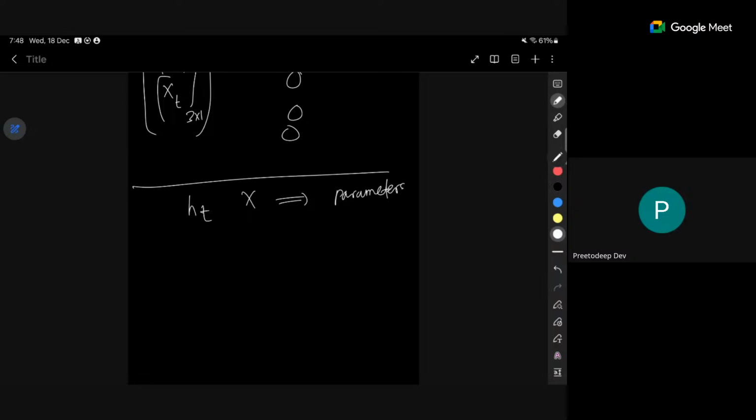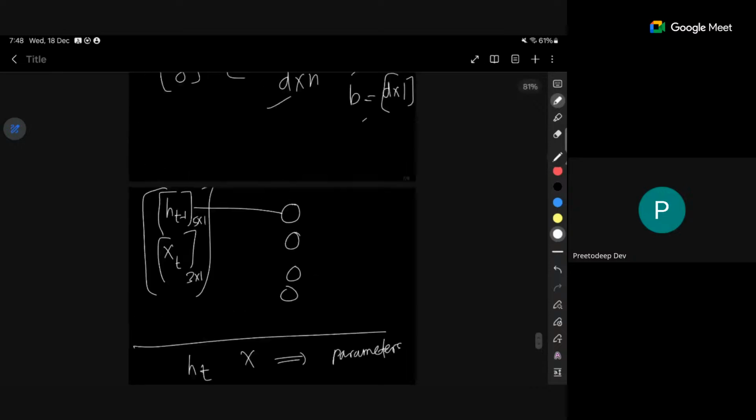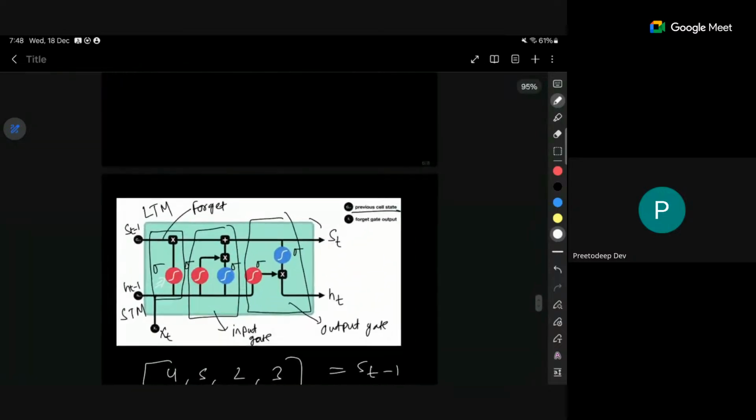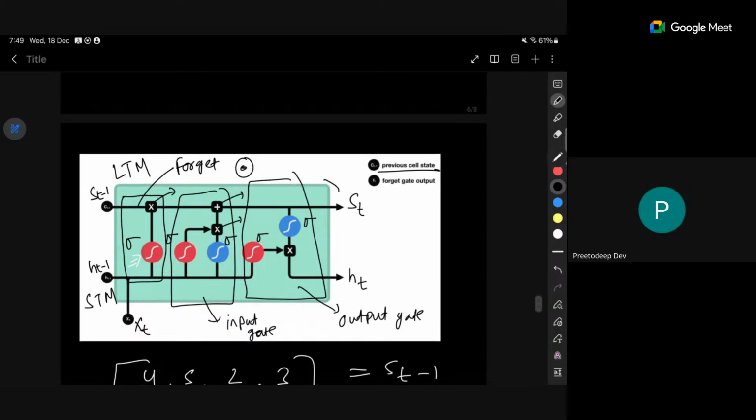One more thing: whatever HT comes out, ST will also have the same dimension. So that, you know, it will do addition here. See, we have to do addition somewhere here, right? Multiplication. This is element wise multiplication. So maybe in our course we use this dot product. Here we'll do element wise multiplication. Here we'll do element wise addition. Here we'll do element wise multiplication, and again here we'll do element wise multiplication.